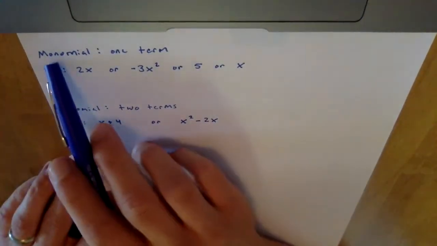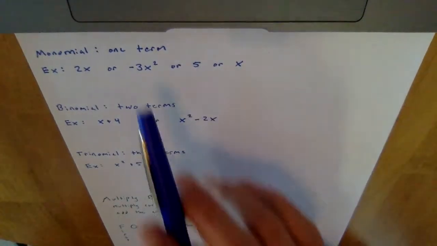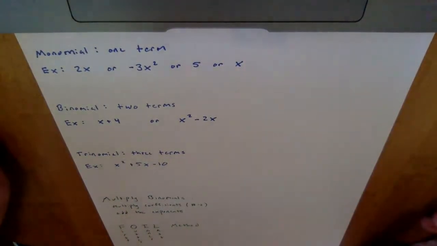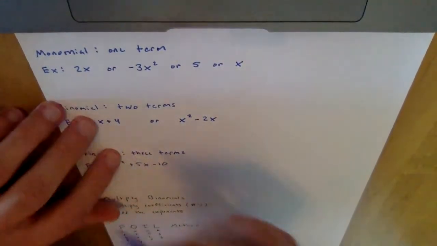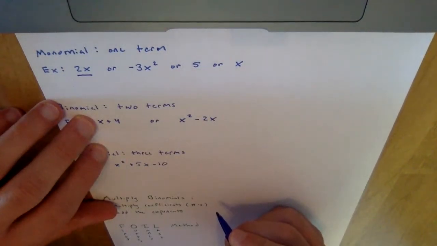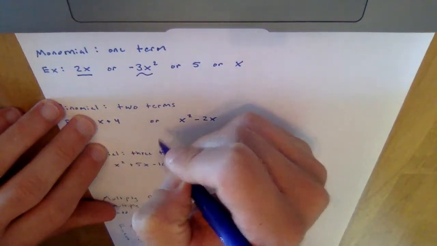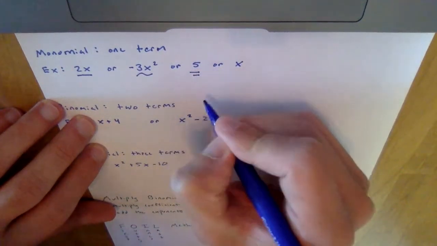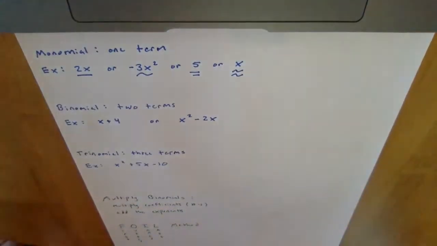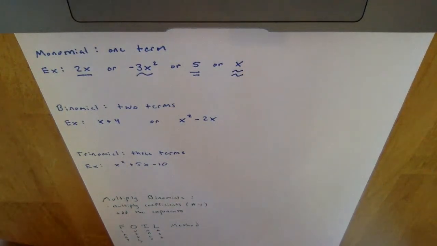So the first one is monomial, so it's M-O-N-O, monomial, which is just going to be one term. So we've got a couple examples of these. This is a type of polynomial called a monomial. So that could be something like 2x, right? That would be a monomial, or negative 3x squared, or 5, or x, right? Those are all examples of monomials. They're just one term, right? Nothing being added or subtracted there.